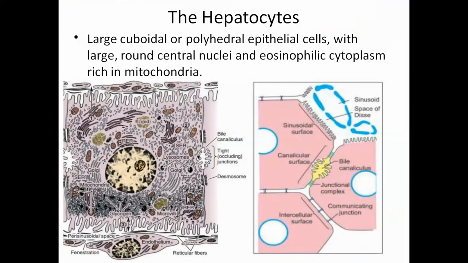So the last slide, the hepatocytes. These are cuboidal or polyhedral epithelial cells with large central nuclei and eosinophilic cytoplasm. They contain a rich number of mitochondria, Golgi apparatus, and lysosomes. So this is all about the histology of the liver.